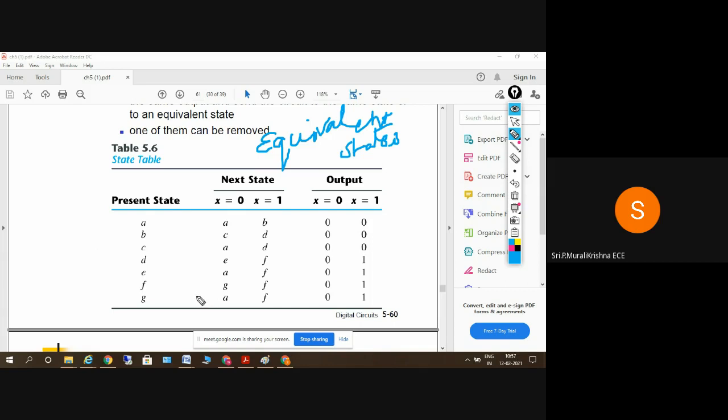So check the states. Tell me the states which are equivalent here. They should produce the same next states and the same outputs.